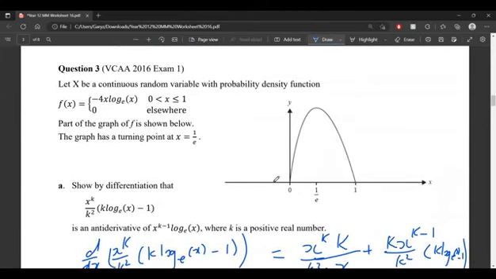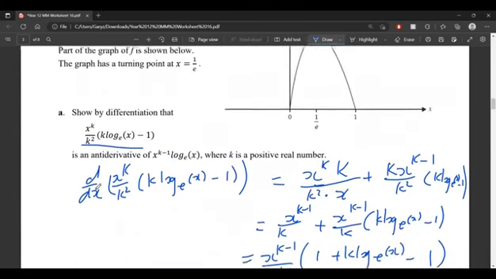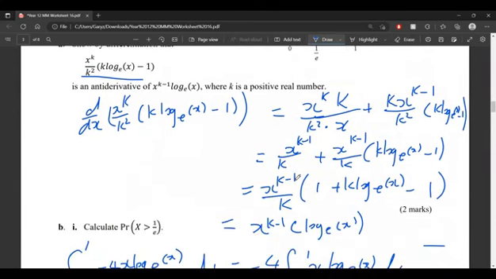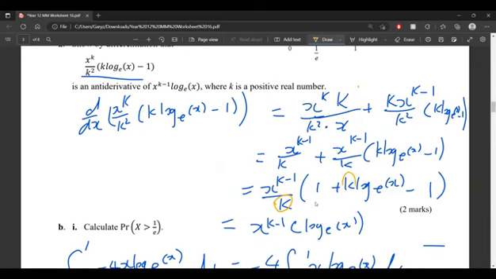Okay, so question 3. All the questions after this are pretty tricky. So the first question is: show by differentiation that this is the antiderivative of this. So we basically have to differentiate this and see if we get something like that. So we differentiate this, we use the product rule. The first part goes into this one, the second part goes into that, we add them together, simplify a little bit, and then take the x^(k-1) on k out. And because there's a k, this k here will cancel out with this k here because this plus 1 and minus 1 cancel each other out. And that leaves us with our final answer here.